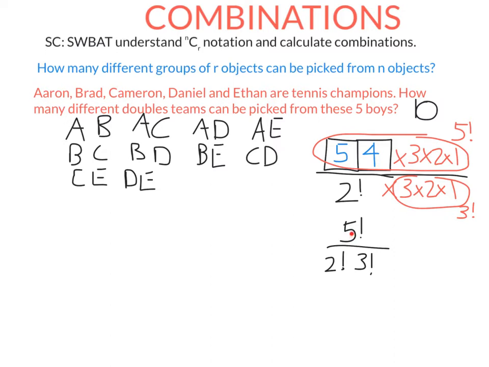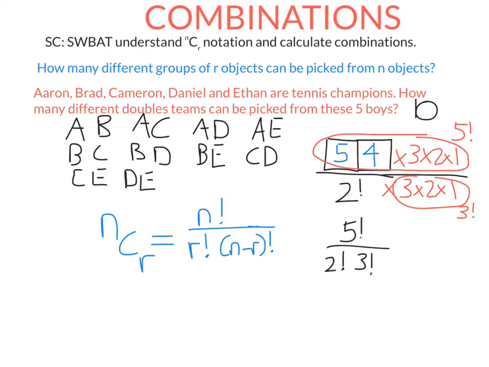You probably noticed something about these numbers. This was the number I had to choose from. This was the number that I was picking. And this number here is just 5 minus 2. That helps us come up with the formula for nCr. If I have n objects and I pick r, the formula is, just like I did in that example, the number I'm choosing from goes on top. The number that I'm actually picking is on the bottom. And then the difference between the 2 is on the bottom as well. This is the formula for nCr.